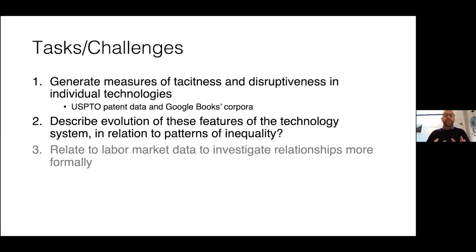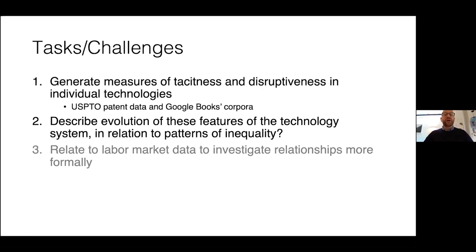So this generates some real challenges. In other words, how do we try and chase this down? Well, if we want to chase it down, we need to generate measures of tacitness and disruptiveness for individual technologies, but also for the whole scope of technological activity, and to do that over the very long run, right? If we want to match our labor market empirics. And so, of course, people have been thinking about tacitness and disruptiveness for a very long time, but we don't really have measures at scale and over the time period that we're interested in. And so we need to try and fill that gap.